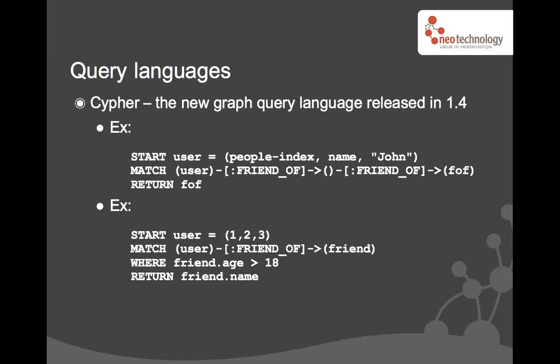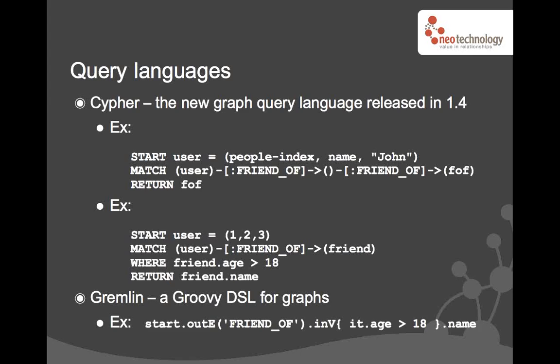You can do more powerful stuff. You can iterate through starting points, and you can filter. So you only return nodes that have, for example, in this case, an age property that is greater than 18, and you can return specific properties. In this case, the name of that node. But I don't have time to go into more details than that.